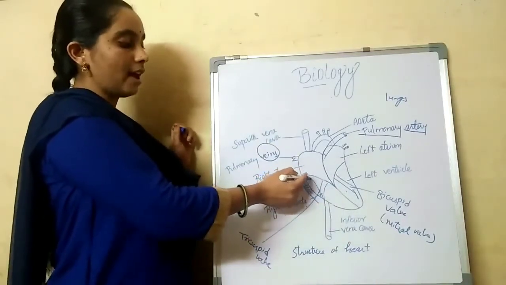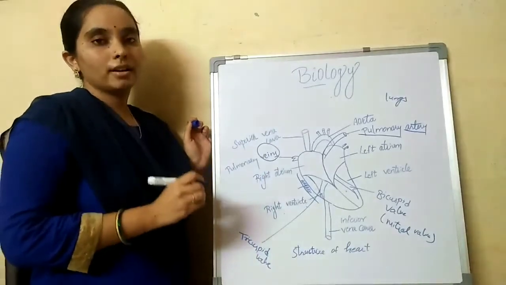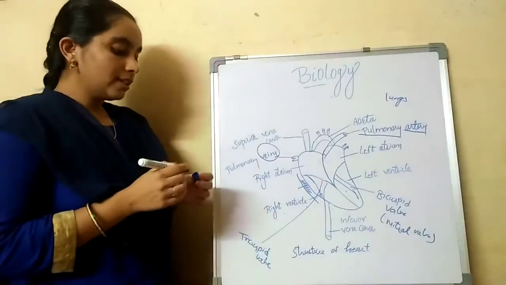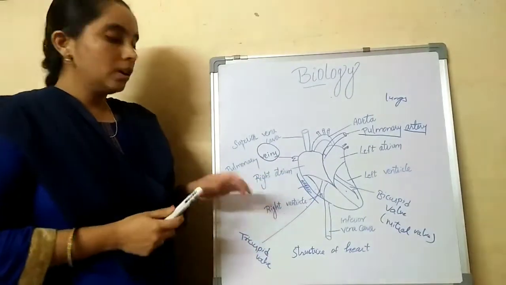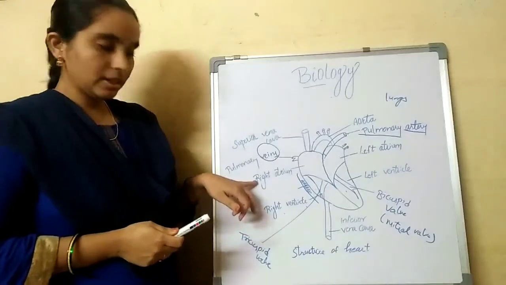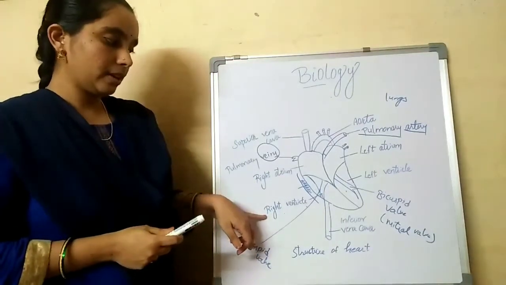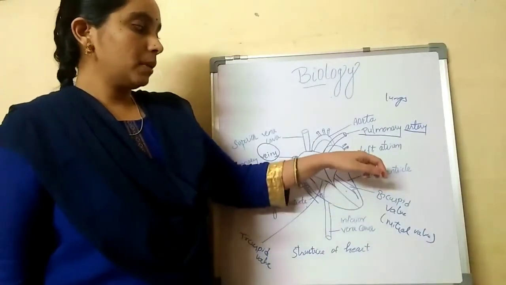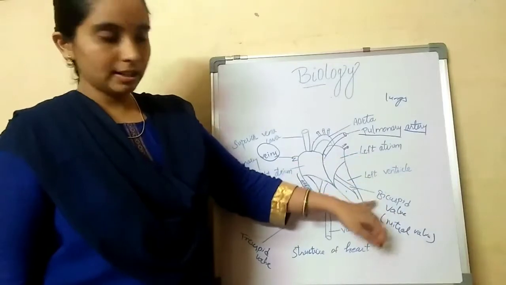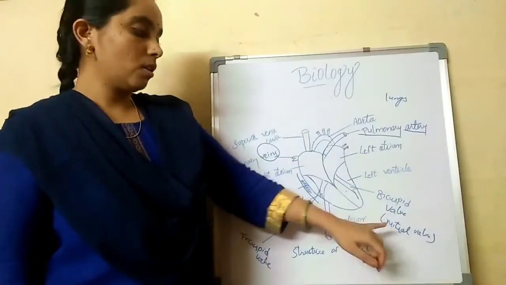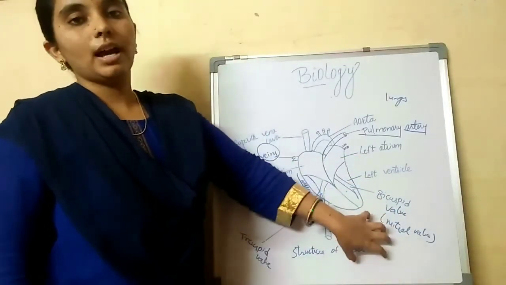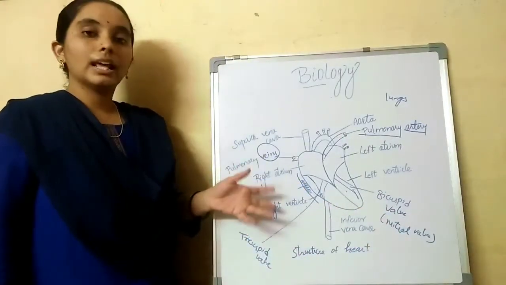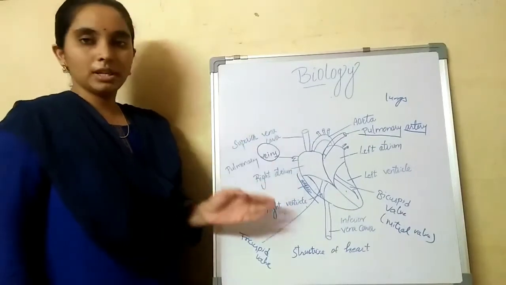And these valves are also called atrioventricular valves, because these are present in between atrium and the ventricle. So these atrioventricular valves are two. The valve present between right atrium and right ventricle is the tricuspid valve, and the valve present between left atrium and left ventricle is the bicuspid valve, and it is also called the mitral valve. Okay, so these valves prevent the backflow of the blood, and they allow the blood from the atrium to the ventricle.